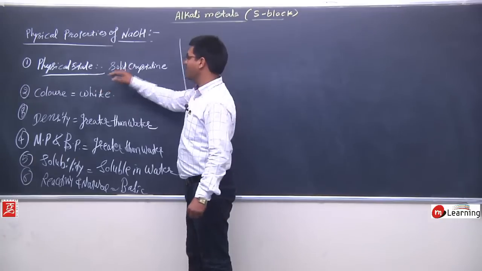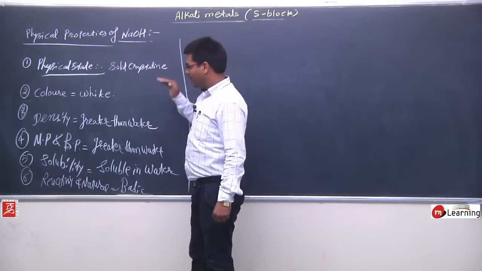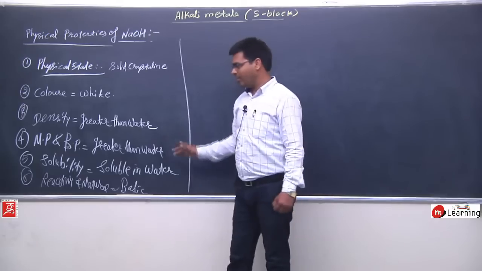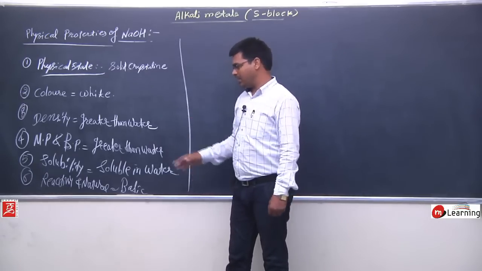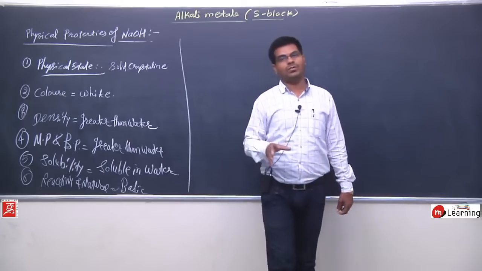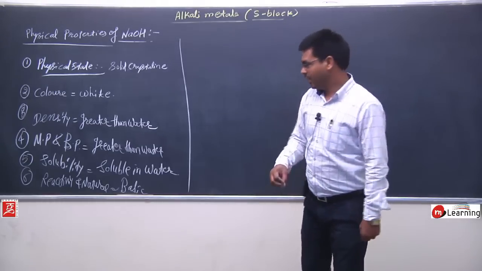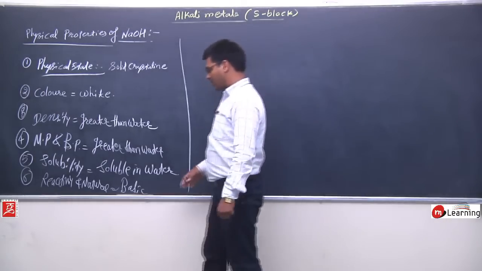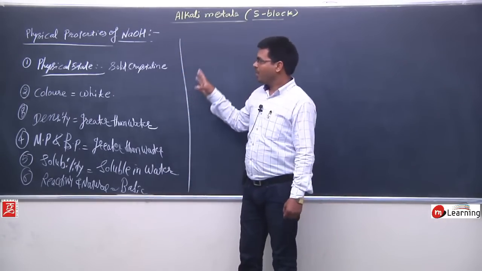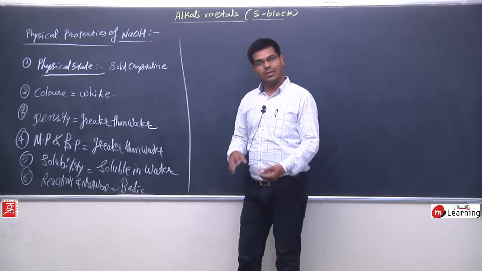Number 1, physical state, solid crystalline state. Number 2, color, white in color. Third, density greater than water. Melting point and boiling point are again greater than water. Solubility: caustic soda, sodium hydroxide, is completely dissolved in water. Next, reactivity and nature, basic in nature. So these are the most important topics of sodium hydroxide physical properties.